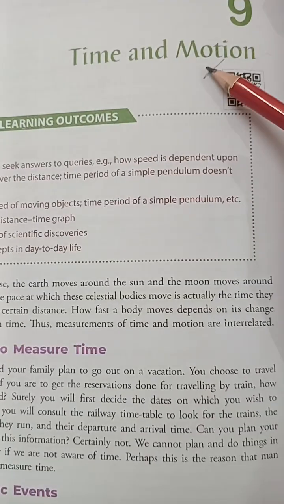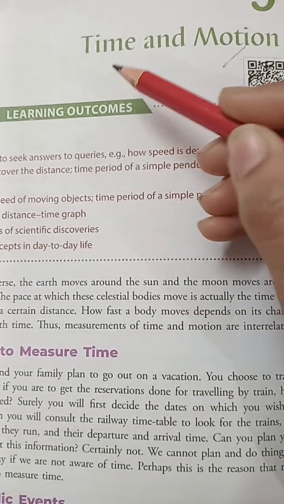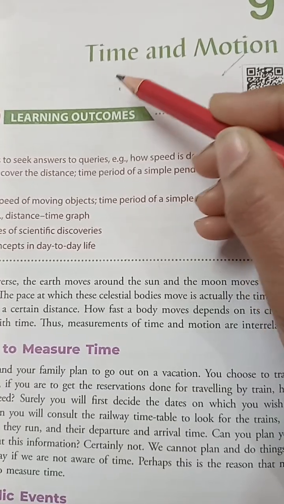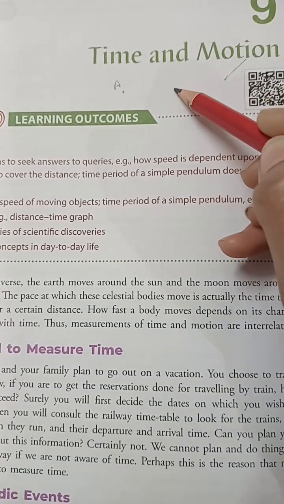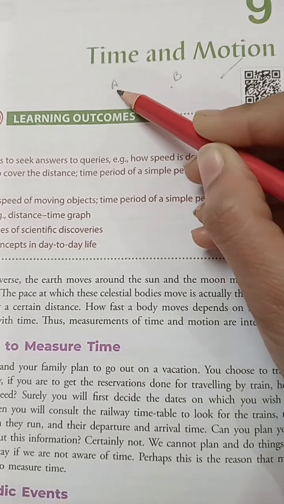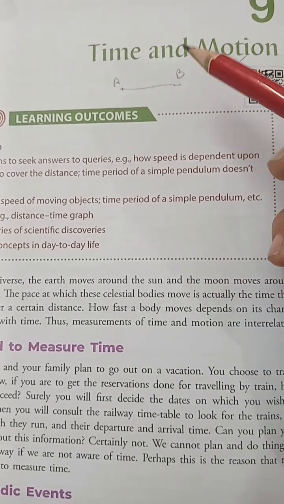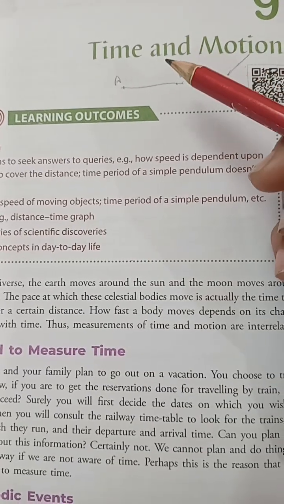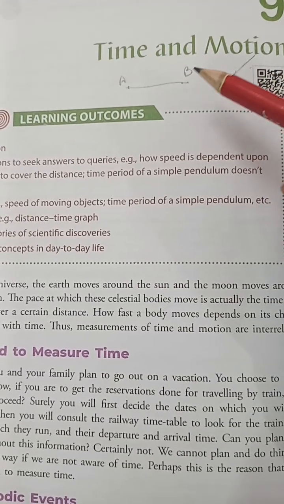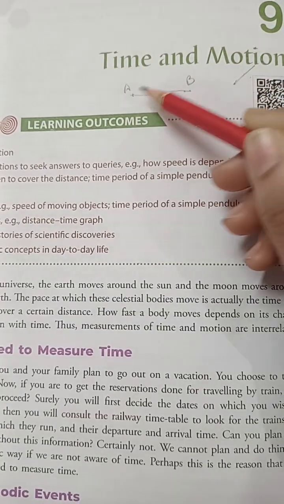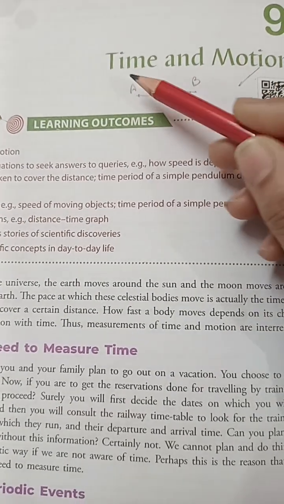And what is motion? When an object changes its position, if it's at A position and this is B position, and if it changes its position with respect to time and surroundings, then the object is said to be in motion. Okay, so I hope you have recalled all those things.